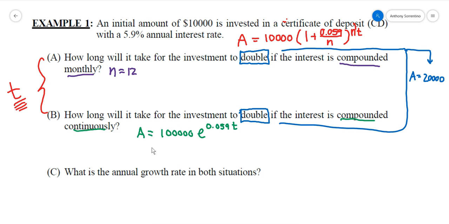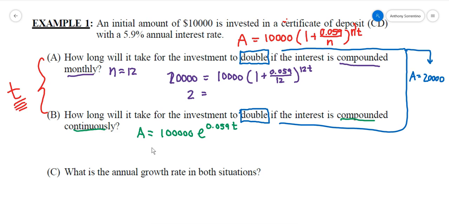So with this now, I could answer these questions because now I can say, okay, well, here I have 20,000 equaling 10,000 times 1 plus 0.059 over 12 to the 12t power. And so I want to start solving this and simplifying along the way. I'm going to divide both sides by 10,000. That's going to give me a 2.